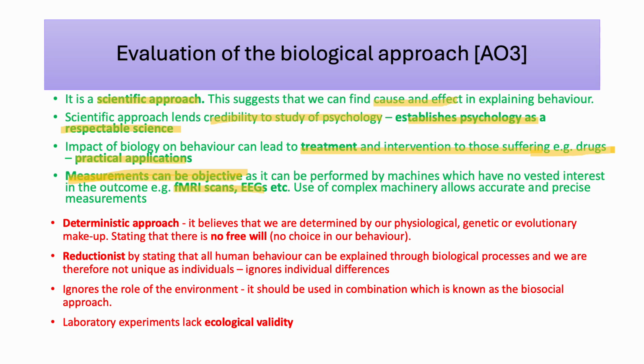However, the biological approach is massively deterministic, and by that it means that all behaviour has a cause, that our behaviour is caused or determined by physiological, genetic or evolutionary makeup, which suggests as humans we have no free will, no choice in how to behave. That's something the humanistic approach argues against massively, because they believe humans are active agents and shape their own lives through the choices that they make, whereas the biological approach says we're heavily influenced by hormones and genetics, etc.